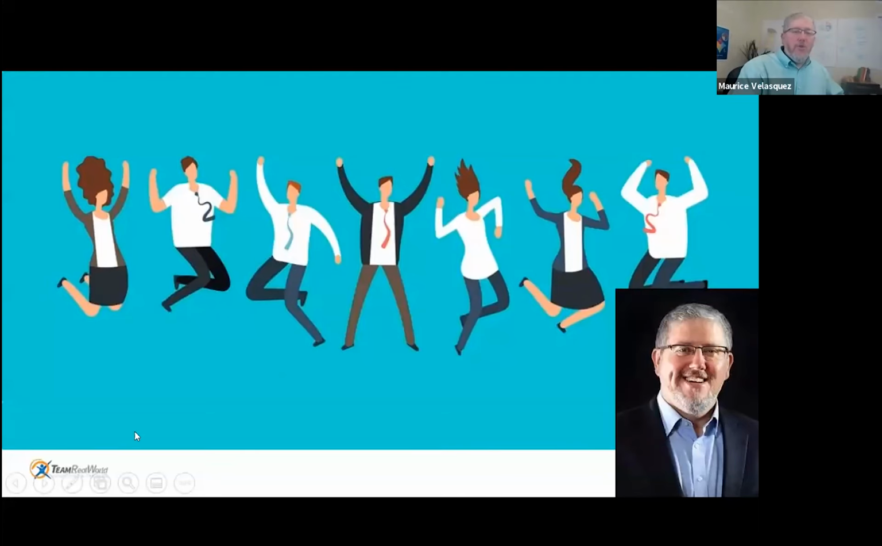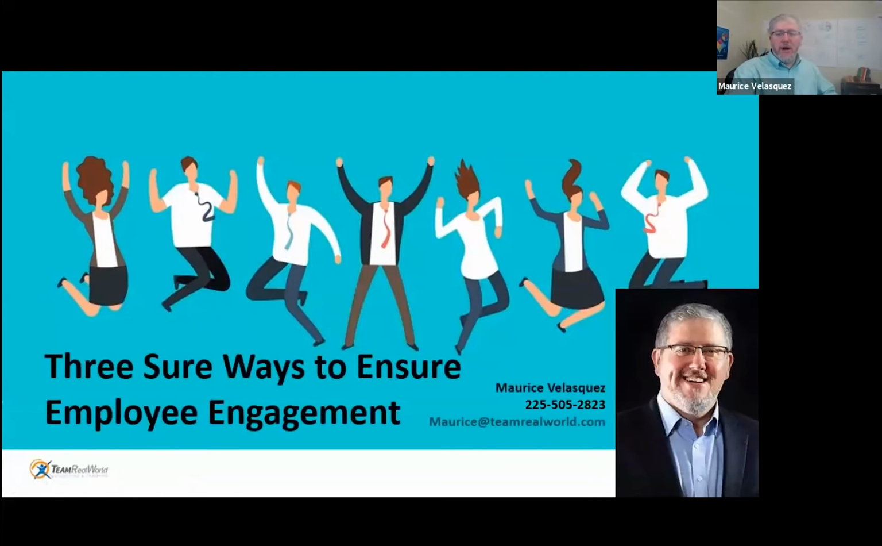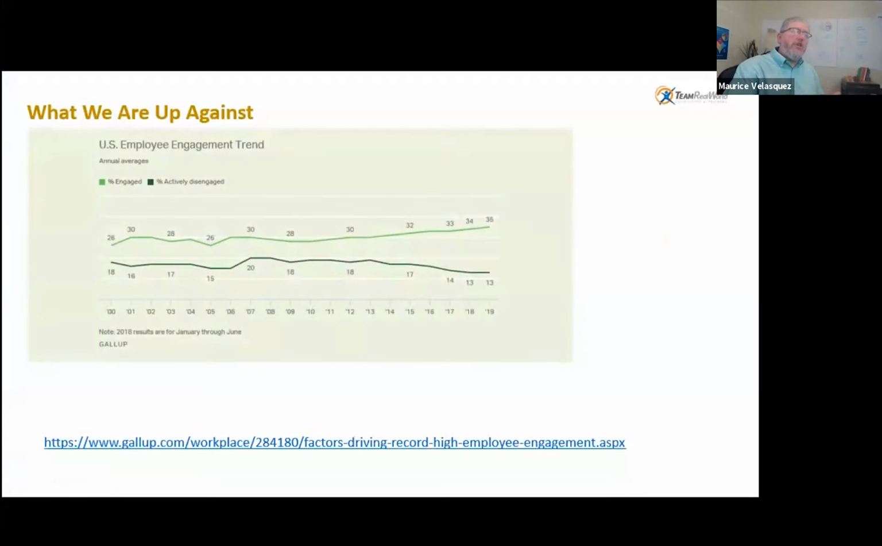So, the three sure ways to ensure employee engagement. First of all, let's talk about what we're up against. What we're up against is this trend right here, and this is from the Gallup poll. I put the link down here at the bottom so that you can see the source. The workplace standard is Gallup. Gallup has been tracking this for many years, over 19 years as you can see on the screen, but they can go back into the early 90s.